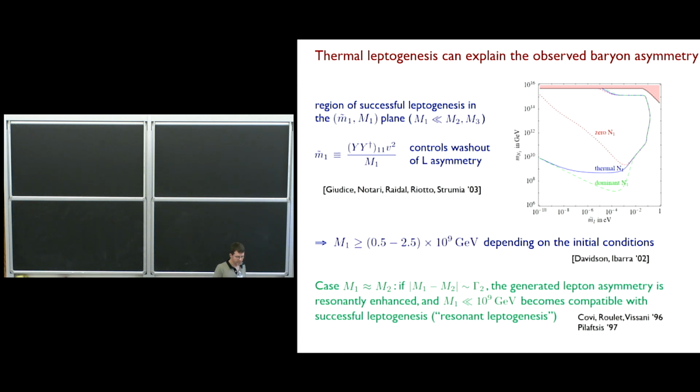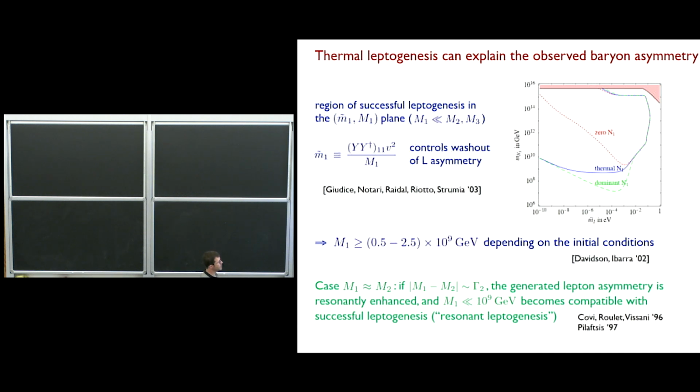However, there is a way out, where you can go below that bound. It is if instead of being hierarchical, the heavy Majorana neutrinos are degenerate in mass. In that case, you have an enhancement of the lepton asymmetry, and leptogenesis becomes possible for masses well below 10 to the 9 GeV. This is the so-called resonant leptogenesis. Yes?